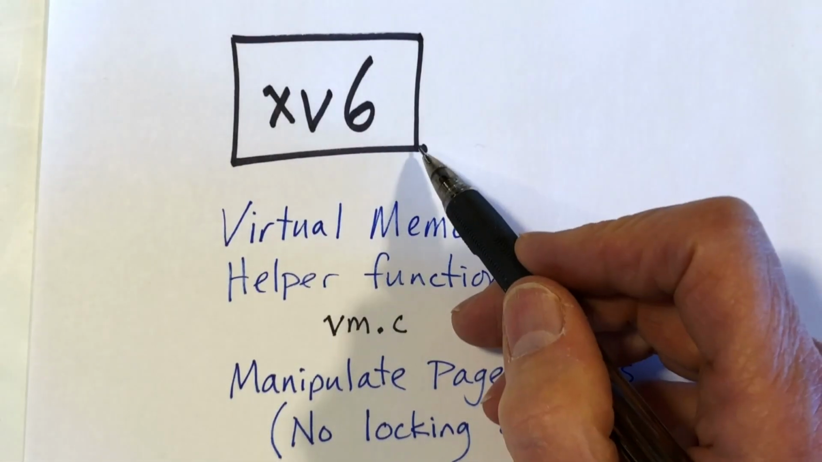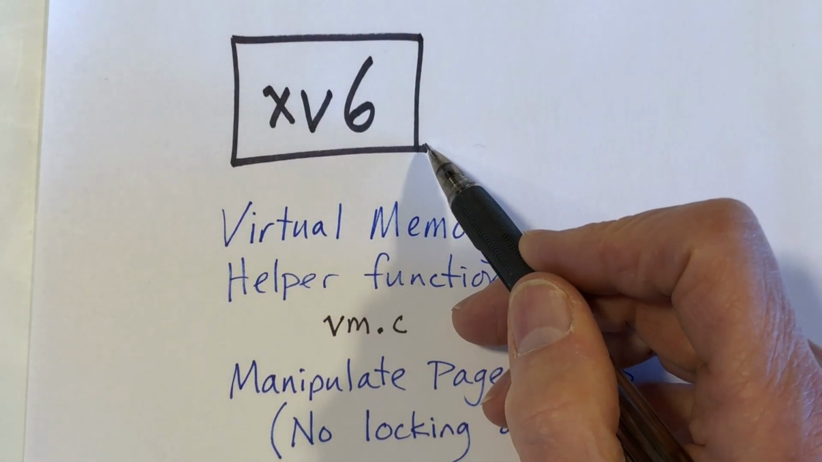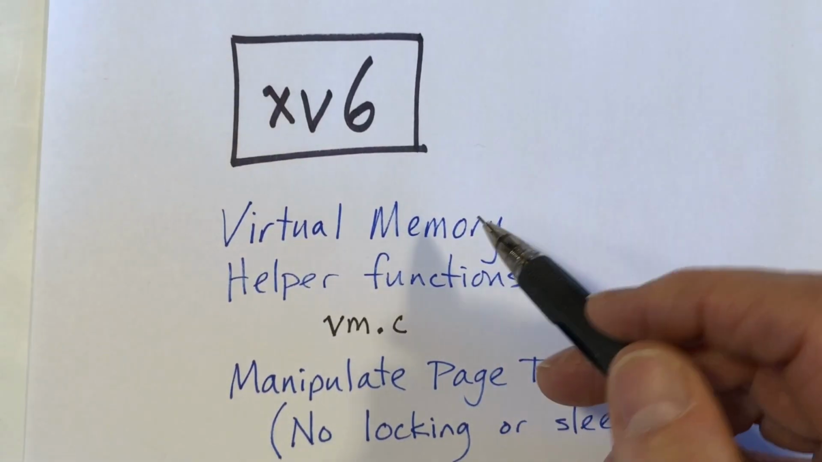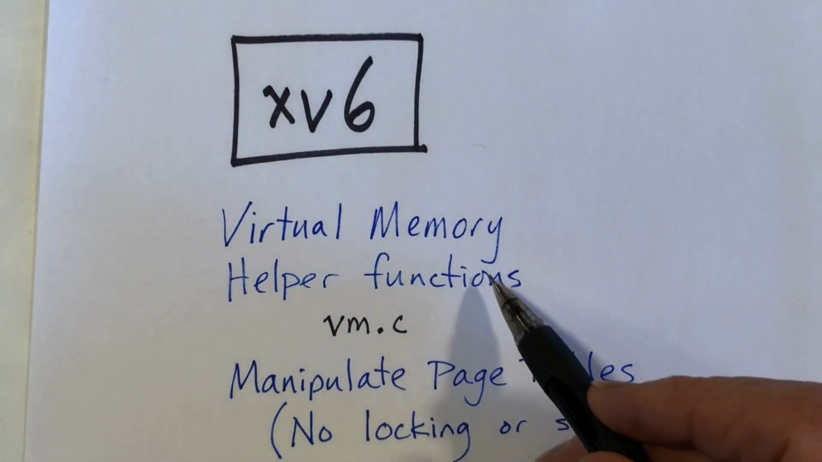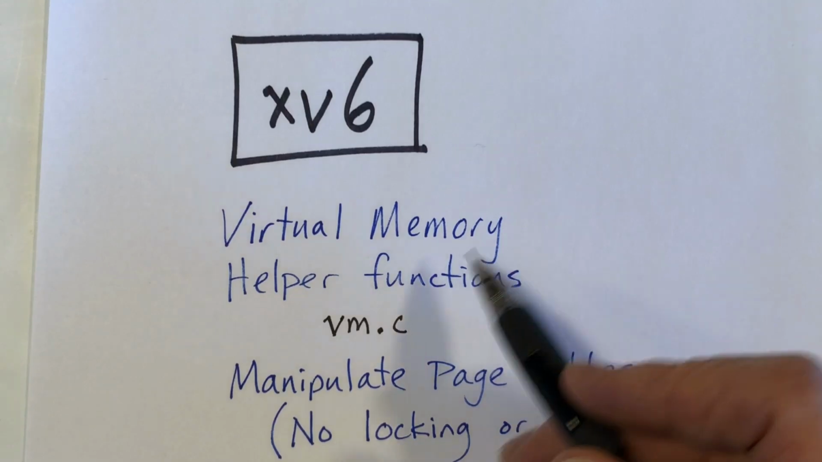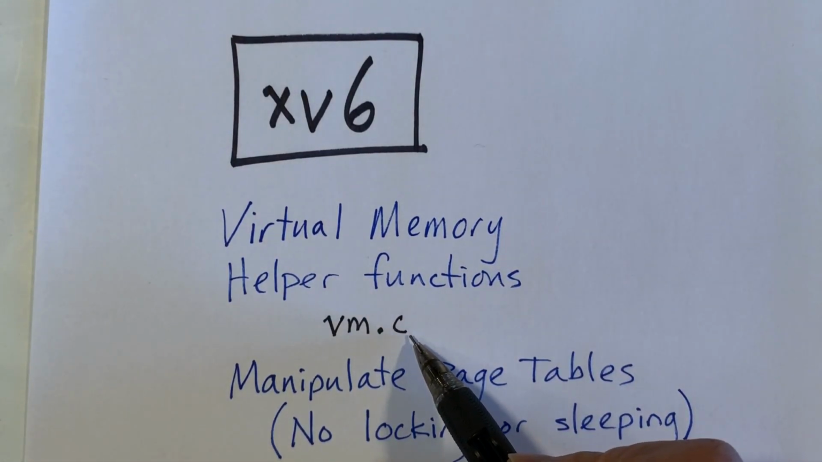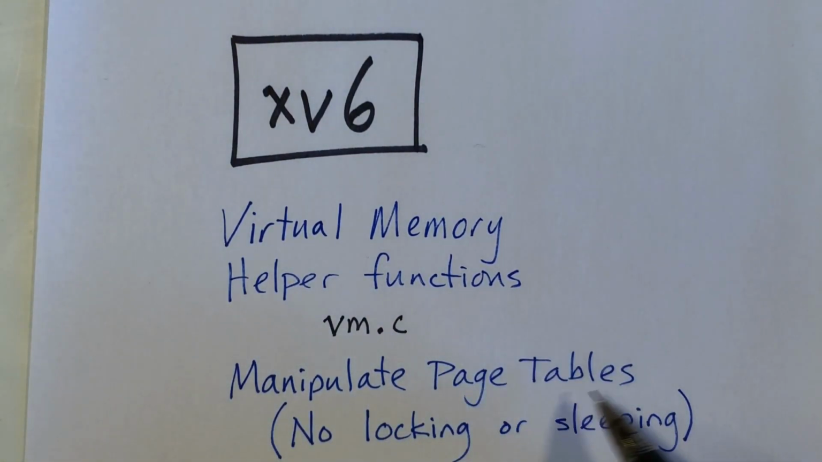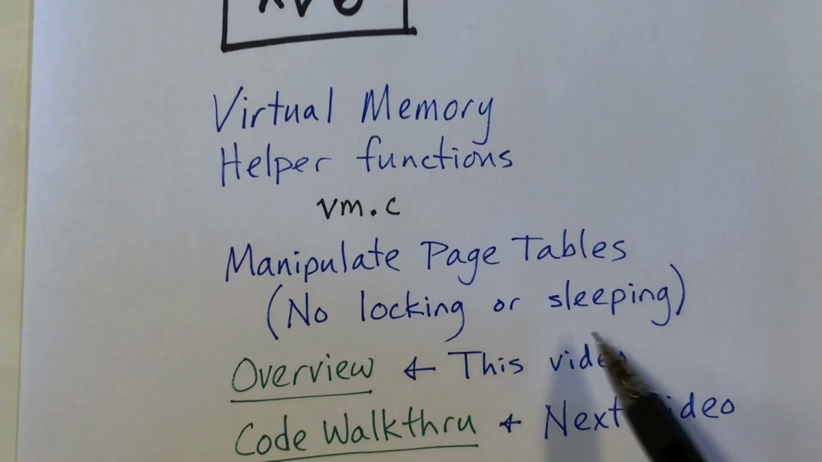This video is part of a series on the xv6 operating system kernel. In this video, I'm going to go over a number of helper functions for virtual memory management. These come from the file vm.c, and they're used to manipulate the page table structures. They're fairly straightforward and can be understood in isolation. For example, they don't do any locking or sleeping.